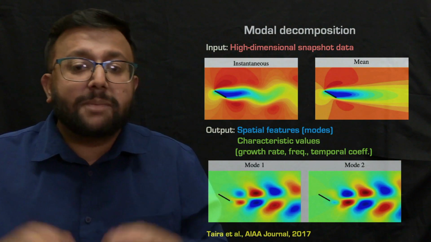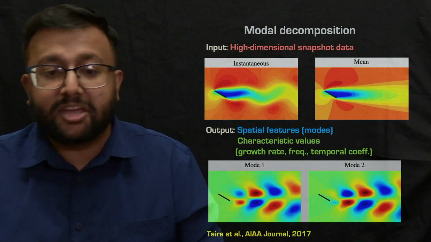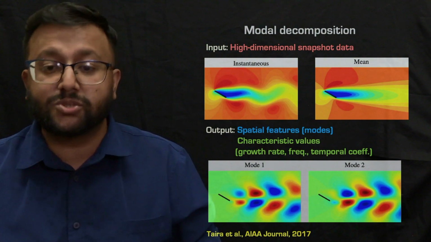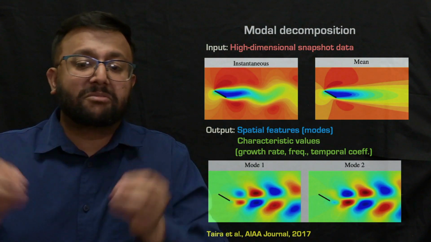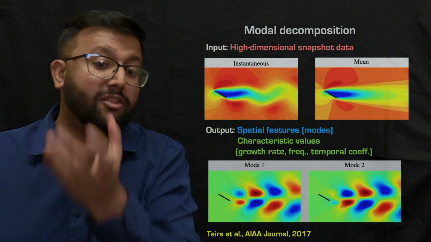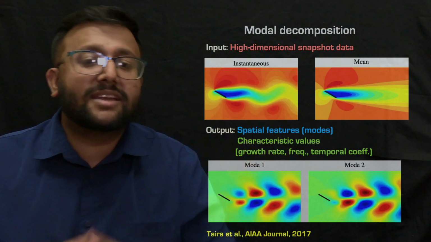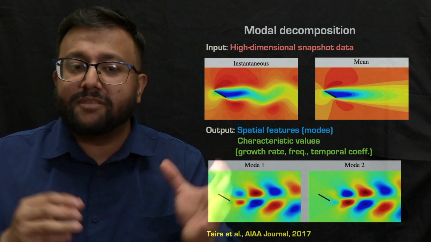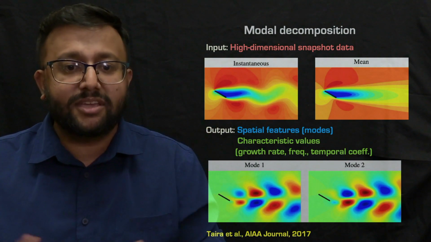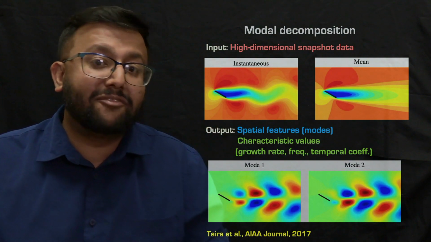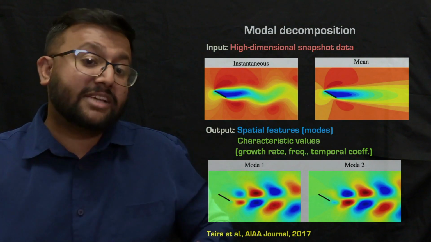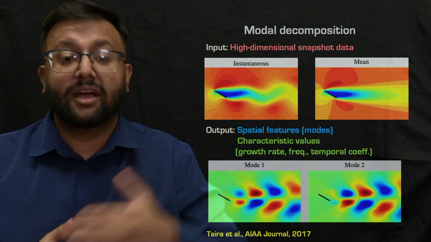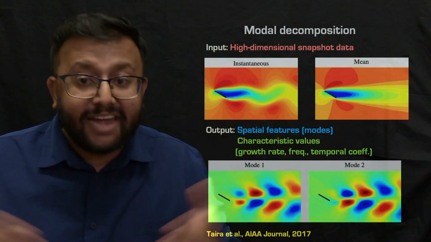So here I'm showing a typical result of one of the modal decomposition techniques that we will discuss soon, where for this flow you typically observe these oscillatory structures in the flow. Now, when you look at the instantaneous snapshot, you maybe observe that, oh, there are some patterns here, but now we have a really nice, rigorous pattern that we can extract using modal decomposition for this high-dimensional flow field.